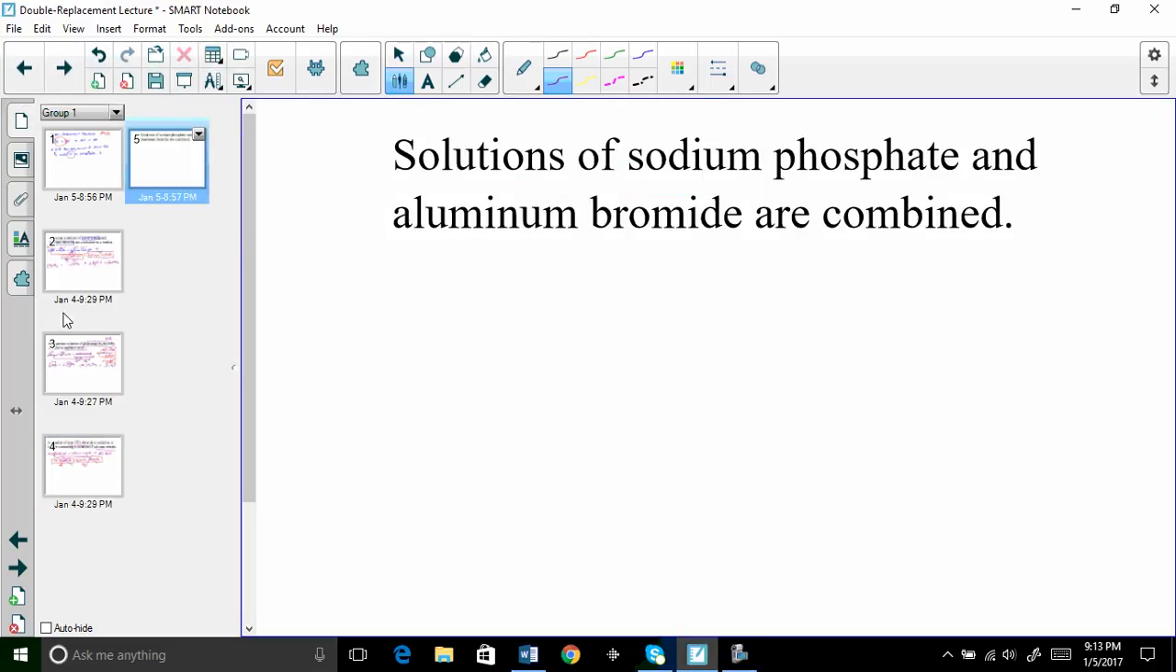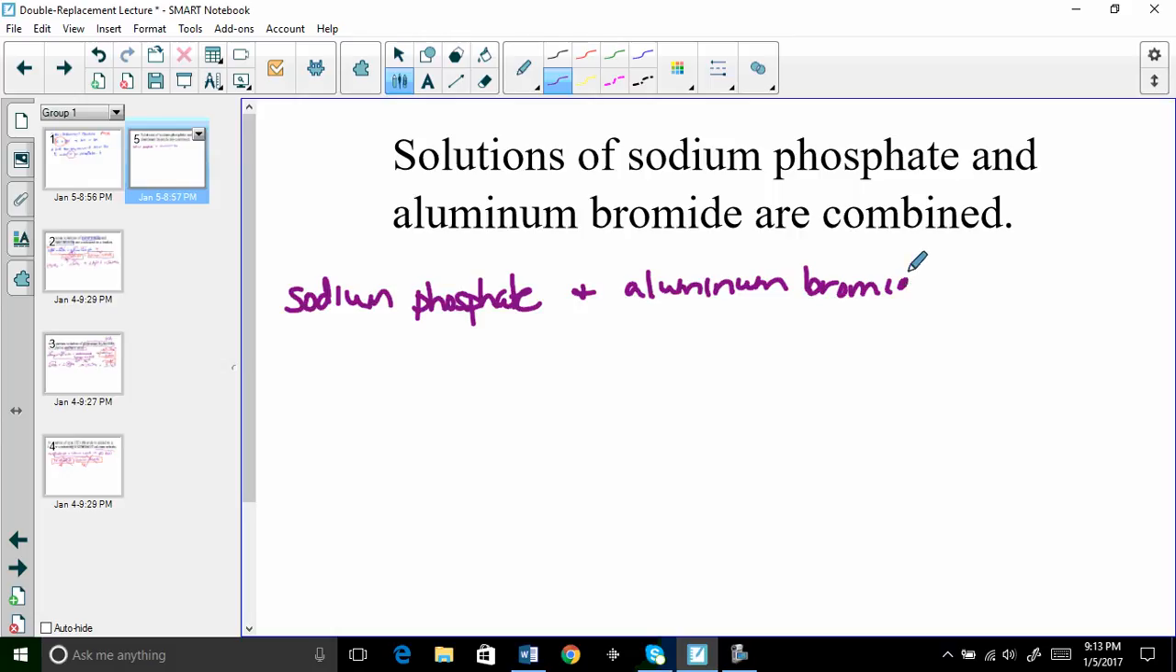Okay, last one. I'm finishing with a fairly difficult one. This is sodium phosphate. Notice that's a compound or a double. And then that's reacting with aluminum bromide. And so now I'm going to put the outers together and I get sodium bromide.